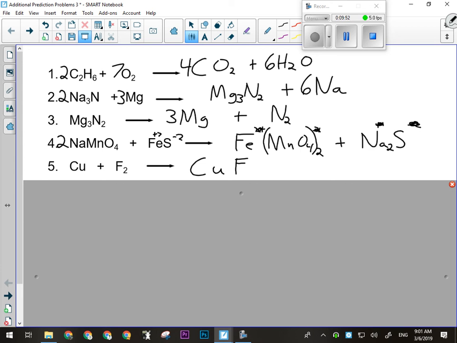I don't know what its charge is, and it has more than one. Which one do I go with? The most common, which is the first one listed, and that is 2+ on your periodic table. All right, so this is copper with the 2+ charge. Fluorine has a -1 charge, so when I drop and swap, I get CuF2. And now I'm done because it's already balanced.